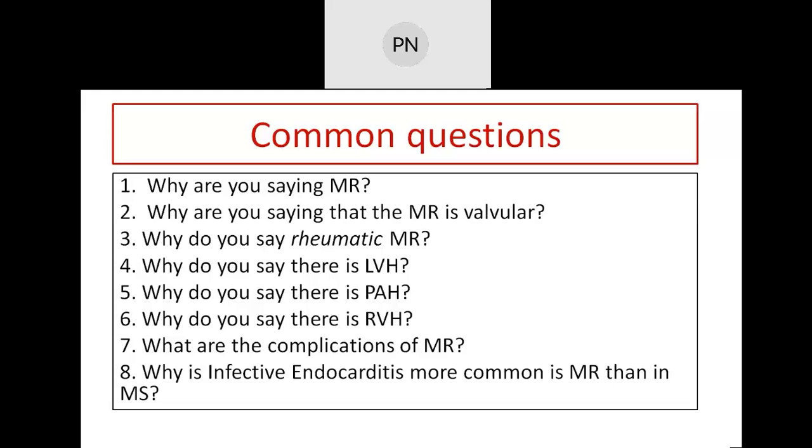Why is infective endocarditis more common in MR than MS? I'm giving you a hint. Comparing MR and MS, in which case is blood flow more turbulent or more rapid? Obviously in MR. And the first criterion for infective endocarditis is injury to the endocardium. And the injury occurs due to rapid blood flow. Because blood flow is more rapid in mitral regurgitation, chance of endocarditis is more common in mitral regurgitation. It's a simple answer.